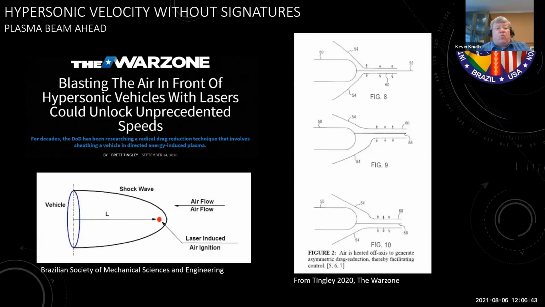So one technique now used to achieve hypersonic speeds in air is to use a laser beam to basically create plasma in front of the craft, and the plasma creates a shock wave that actually goes around the vehicle, and this allows the vehicle to plow through the air at higher speeds. So this is a technique that's currently being worked on. And next slide.